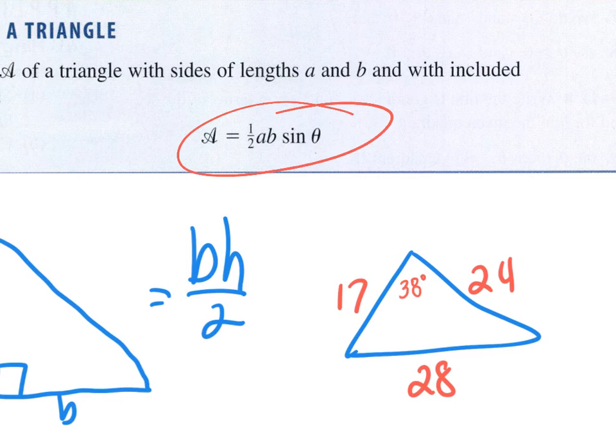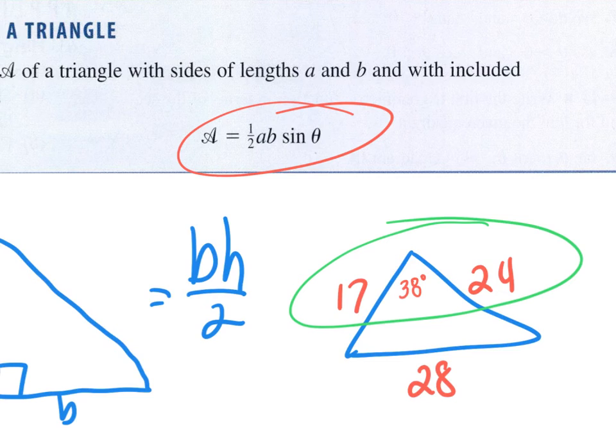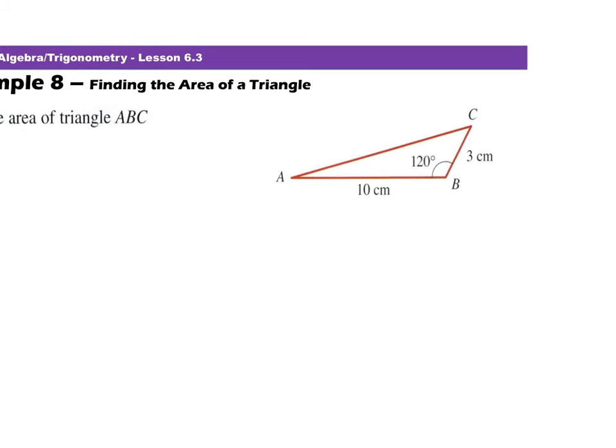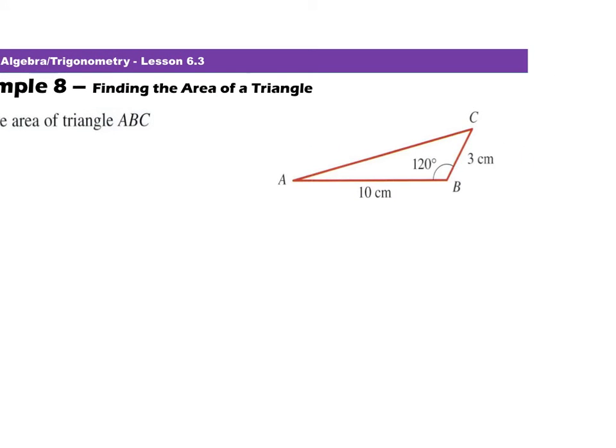So what information do I use? What 3 numbers? 17, 24, and 38 what? Degrees. The reason I use 38 degrees is because it's in between 17 and 24. Does that make sense? Yes or no? Okay, so the way that we would work them out. A lot of times they only give you two sides and the angle in between, so they make it real easy for you. But sometimes they don't, so just pay attention to what they give you.